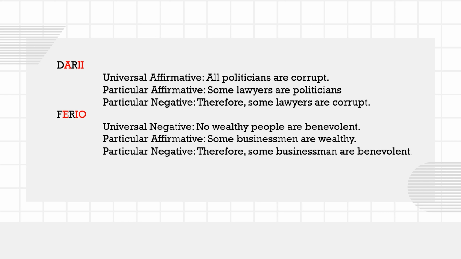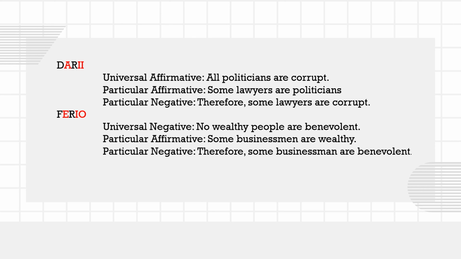This syllogism adheres to the principles of categorical logic, showing that if all politicians are considered corrupt and some lawyers are politicians, it logically follows that there must be a subset of lawyers who are also corrupt, in line with the given premises.